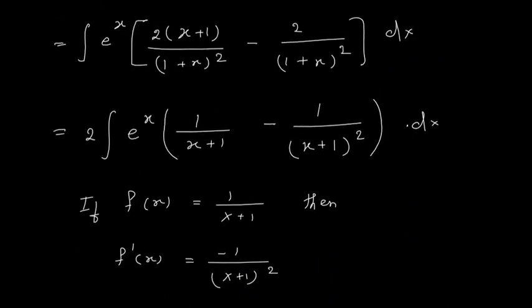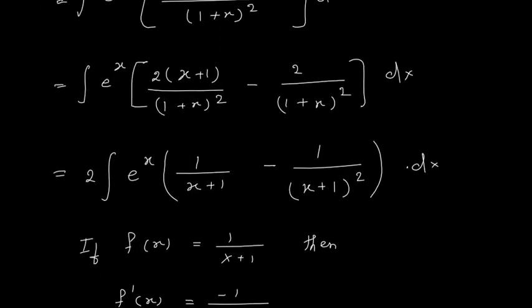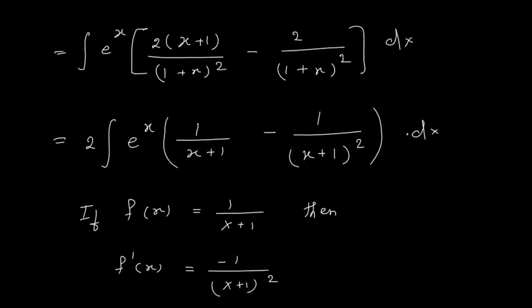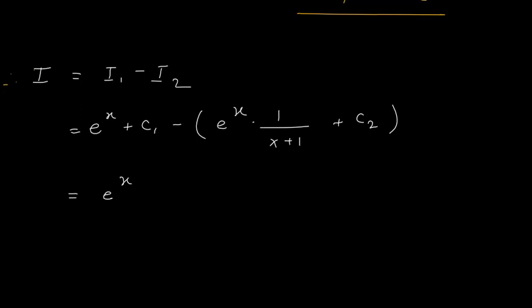Here you can see it is I1 minus I2. So you will put the value of I1. The value of I1 is e power x plus c1. So here it is e power x plus c1 minus e power x into 1 upon x plus 1 plus c2. Now this c1 and c2 are constants, so they add up and I will get another constant, let us say c. So this is e power x minus e power x into 1 upon x plus 1 plus some constant c.